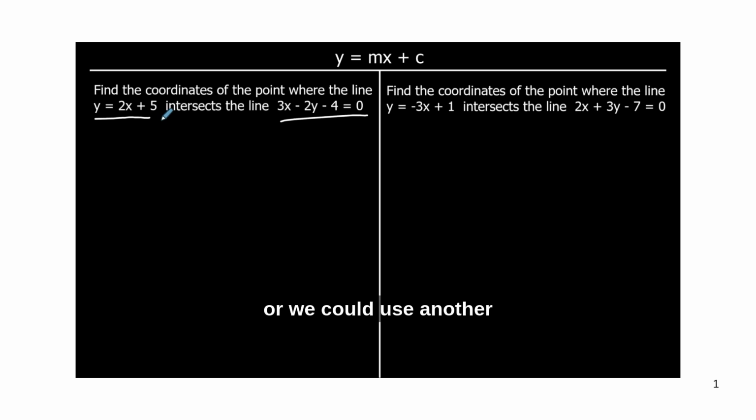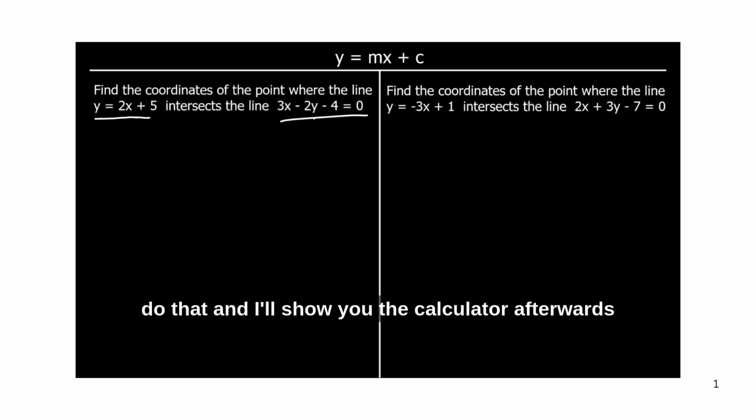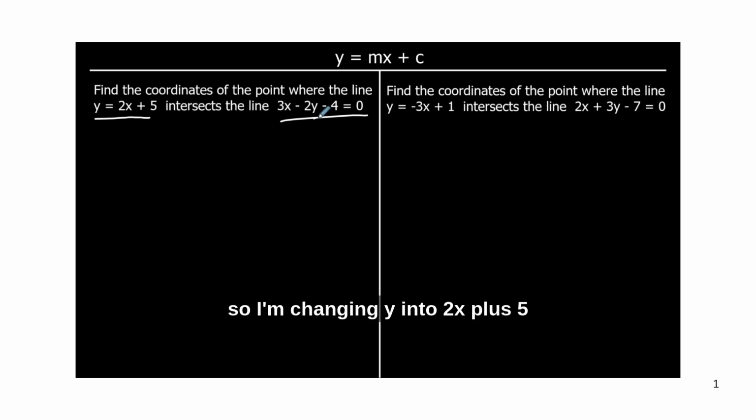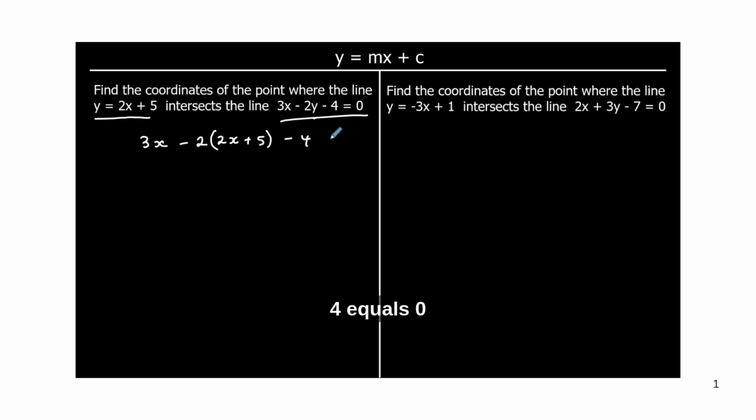Or we could use another method. So we could substitute in the y into here. So y is equal to 2x plus 5. I can substitute it in for the y here, and I'll do that, and I'll show you the calculator afterwards. So I'm changing y into 2x plus 5. So 3x minus 2y, so that's now 2x plus 5, minus 4 equals 0.